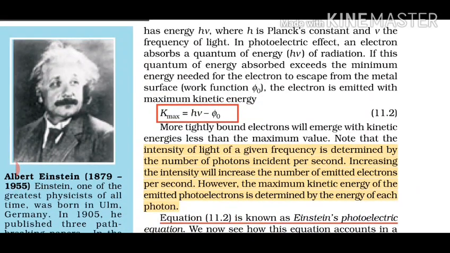Now intensity of light of a given frequency is determined by the number of photons incident per second. I have told you that intensity is the number of particles per unit time per unit area. Increasing the intensity will increase the number of emitted electrons, right? However, maximum kinetic energy of the emitted photoelectron is determined by the energy of the photon. I have told you already that K maximum depends on the energy of the incident photon.